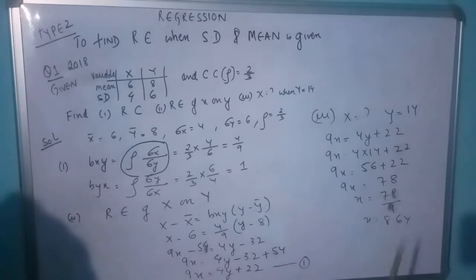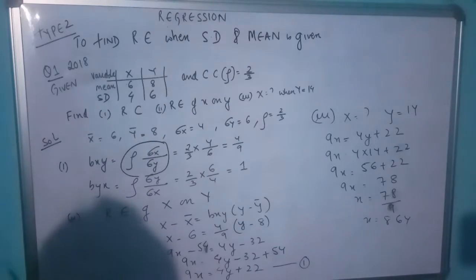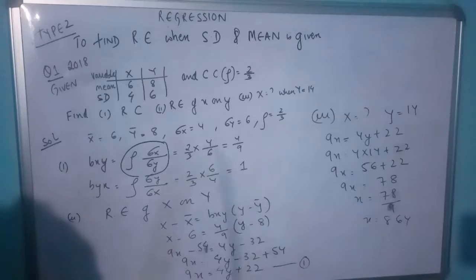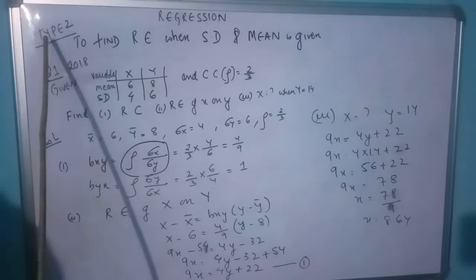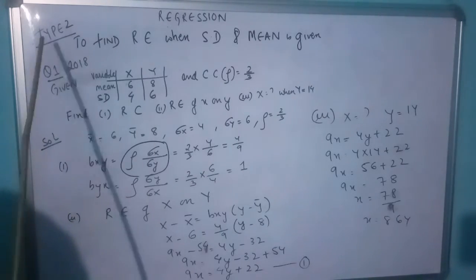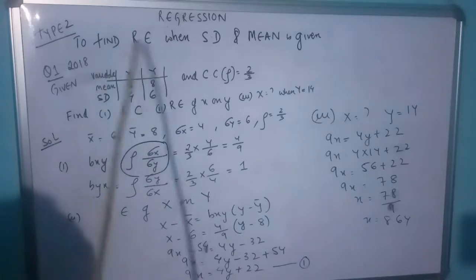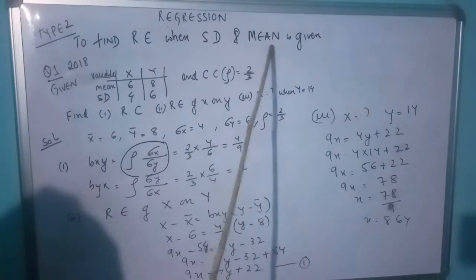This is my third lecture on the topic regression equation. So without wasting any time, let us start with type 2 of regression equation. So what is type 2? We have to find the regression equation when standard deviation and mean is given.